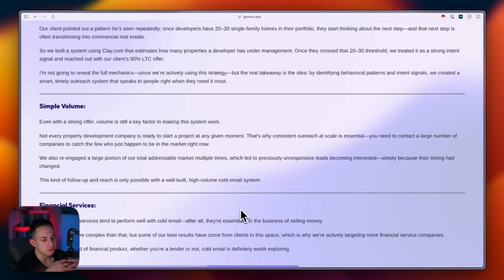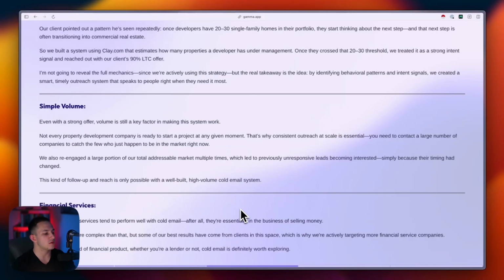Now, of course, it is more complex than that. It's not like you're really selling money, like it is a loan. You have to pay back. There's interest, whatever. But again, some of our best clients have come from this space. And again, it makes sense. We're targeting more financial service companies because of that, and more financial service companies are starting to realize they need to be using modern marketing methods.